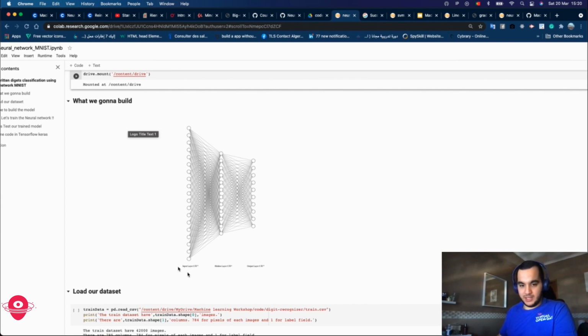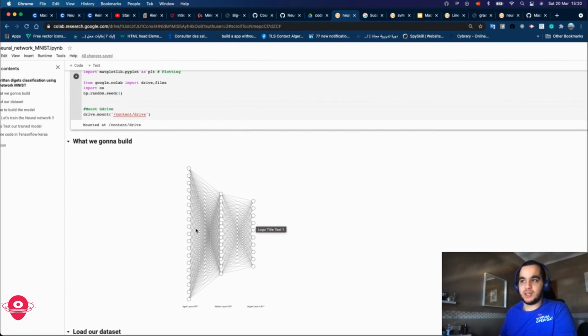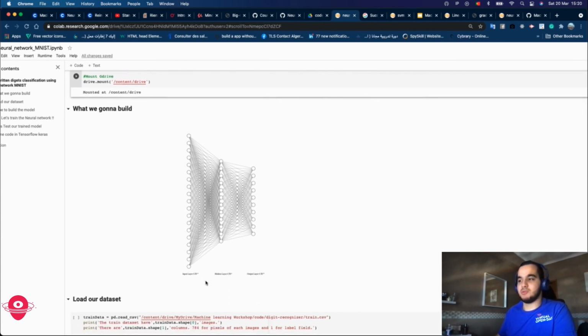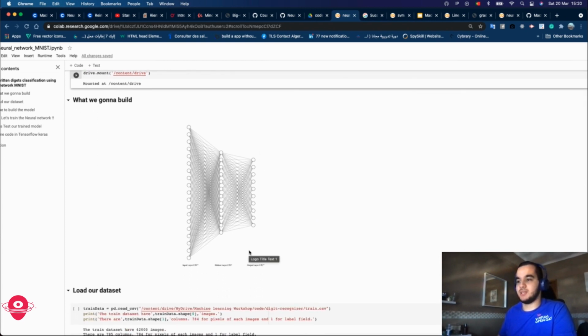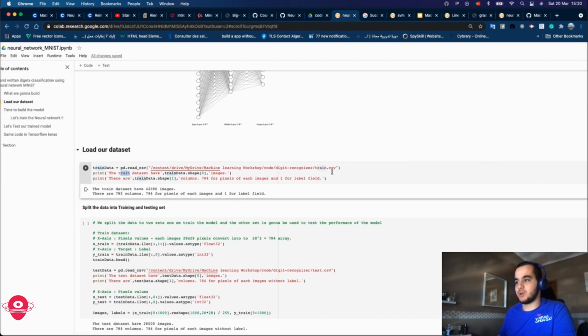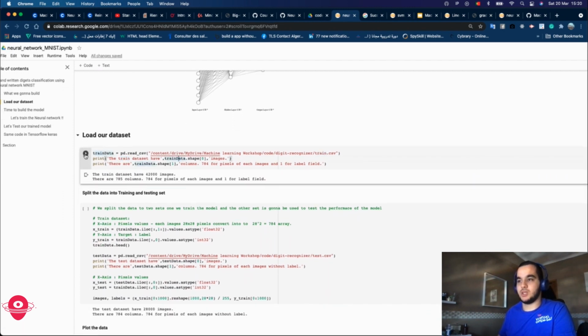So this is what we are going to build. This neural network has an input layer, which contains the features of the data that we're going to feed, one hidden layer which consists of 100 neurons, and an output layer which consists of the Ys that we want to arrive at. We have 10 because we are working on handwritten digits, the digits from 0 to 9, and that corresponds to the 10 outputs that we have. So let's first load our dataset from the drive and print its columns and rows.